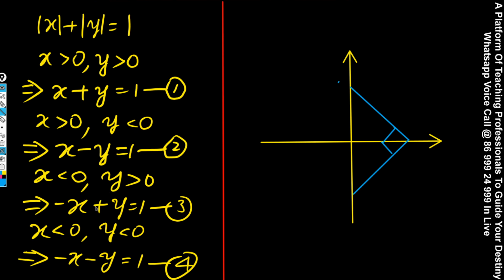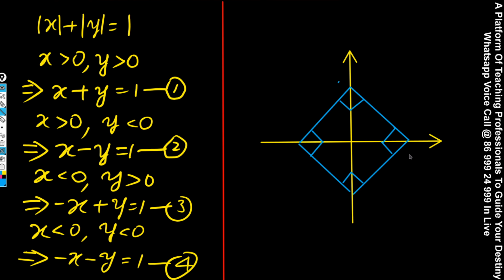Okay, similarly the next one, minus x plus y is equal to 1. x negative, y positive. It goes like this. Next one, you can say lies here. So basically what you have to understand is that the angle between the adjacent lines is 90 degrees, perpendicular to each other, and hence it forms a square.